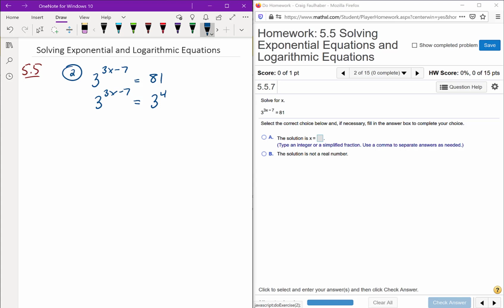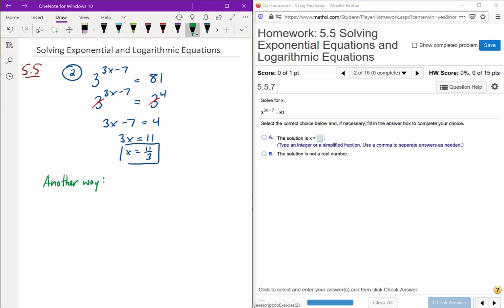Now that we have the same base on both sides of the equation, and there are no coefficients in front of that exponential expression on either side, we can just consider getting rid of the base of 3 on both sides of the equation. That leaves us with a pretty simple equation, 3x minus 7 equals 4, which we can solve pretty quickly by adding 7 to both sides and dividing by 3 on both sides.